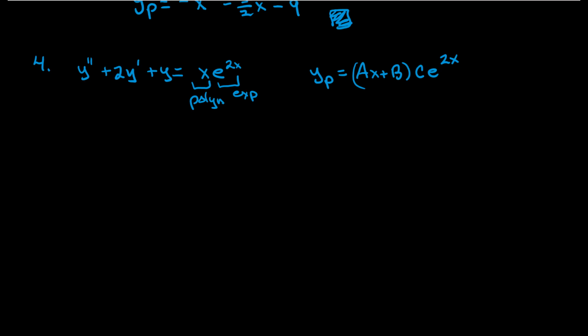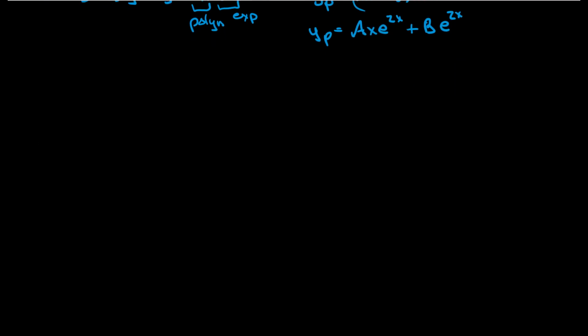All right, so how do we wind up taking the derivative of this? It depends. If you want to distribute the c e to the 2x, you could really just have this as a times x e to the 2x plus b e to the 2x, where a and b and c are arbitrary constants, and we could view a times c as just a, and b times c is just b. If we're going to set it up like this, using this for our particular solution, what we're going to wind up needing to do is compute the derivatives.